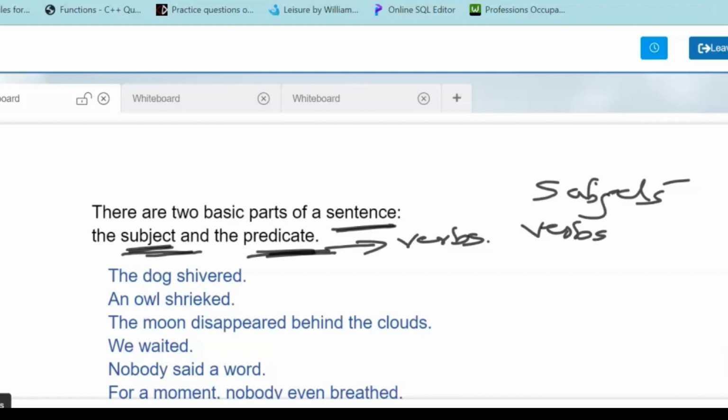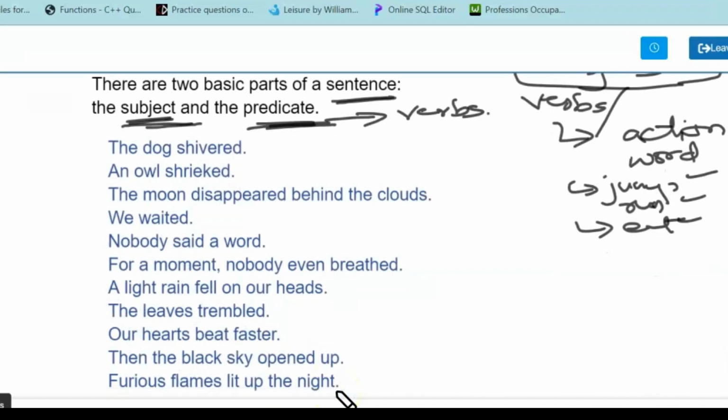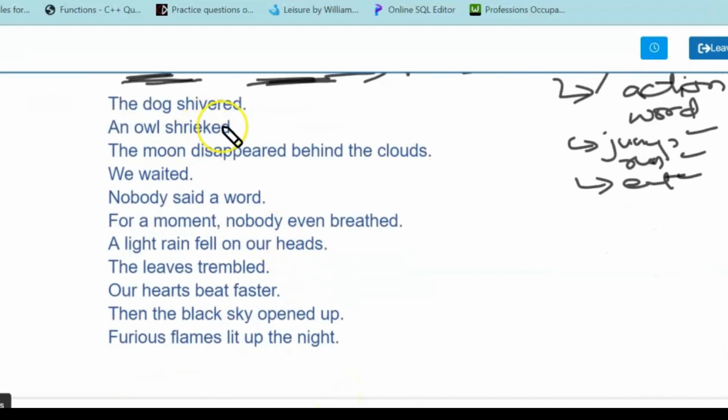So what do you understand by this word verb? A verb is any action word that takes place, like jump, run, eat. These all show some kind of action, so these words can be categorized as action words or verbs. And subjects are basically nouns. Now some examples are given here. Let's check which of them are nouns and which are the verbs.